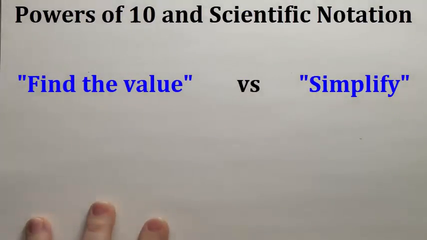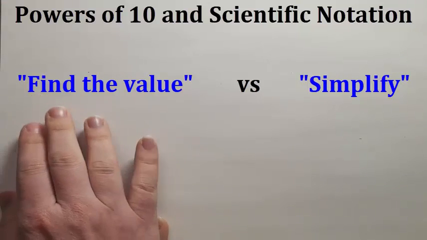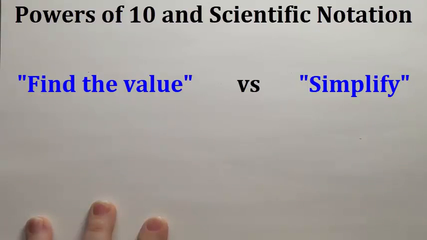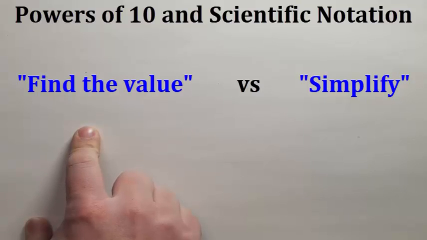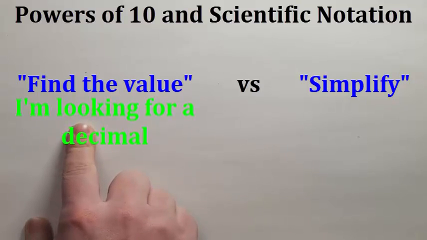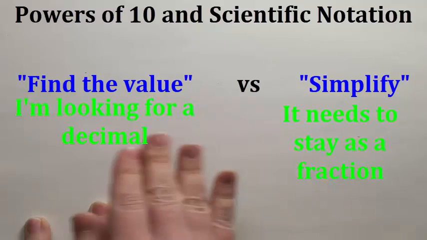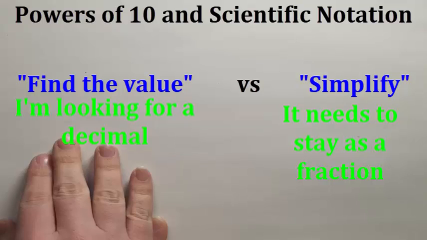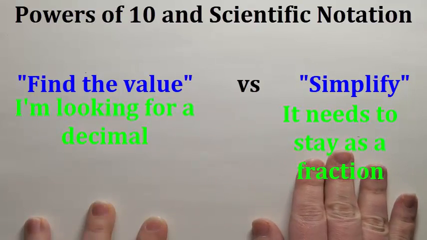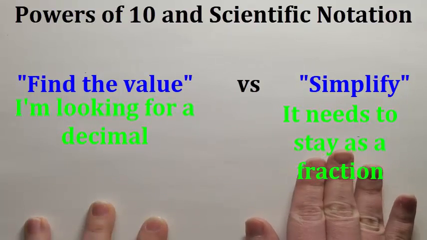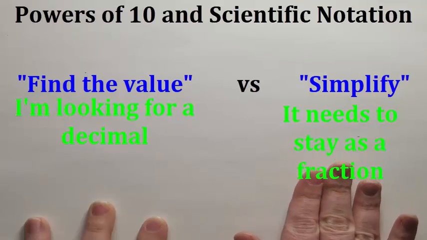First we need to discuss the difference between find the value and simplify. Find the value means if it came out as a fraction, I want you to give me the decimal. If I just want you to simplify, I want the fraction. You're not allowed to give me decimals if I ask you just to simplify.